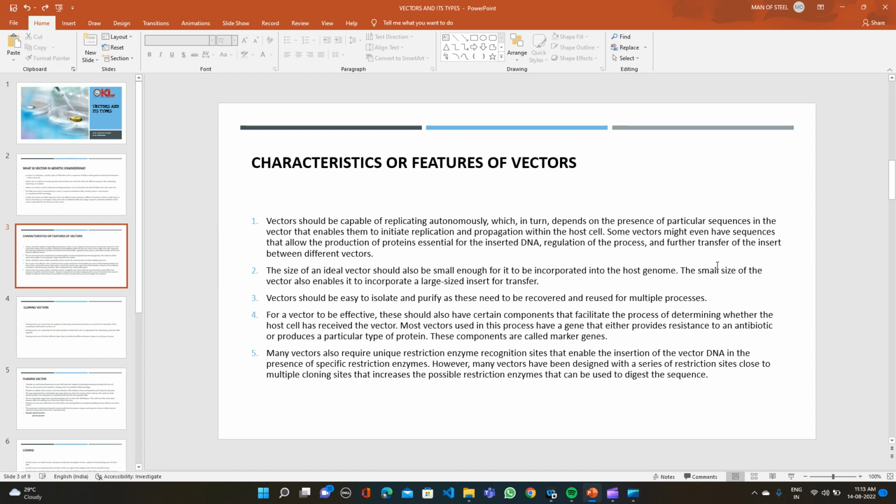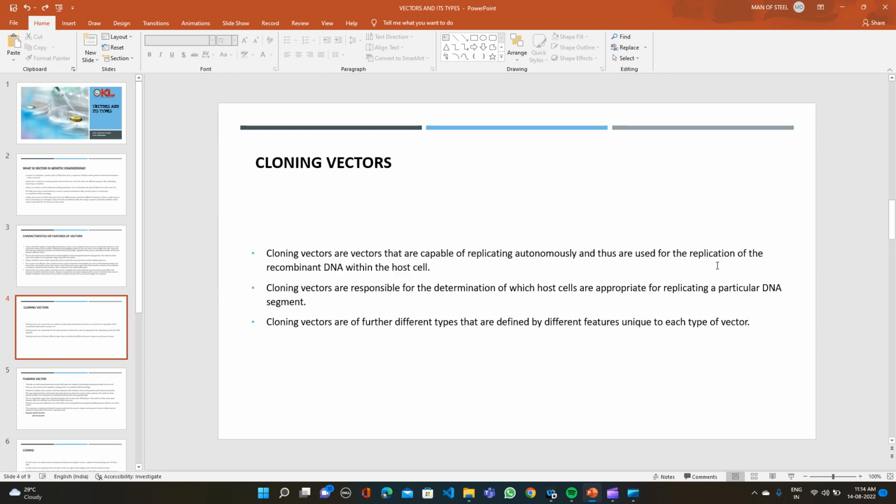So the first type of vectors is the cloning vectors. There are many varieties of cloning vectors, like plasmid vectors and bacteriophage, but we are concentrating on just three: bacteriophage, plasmid, and cosmids.